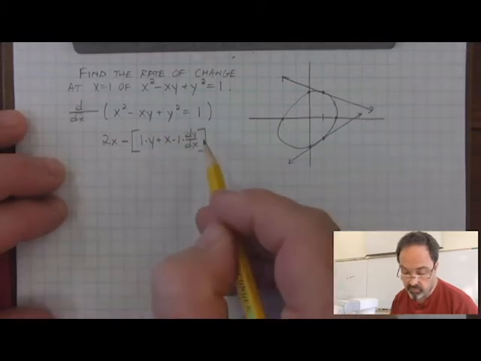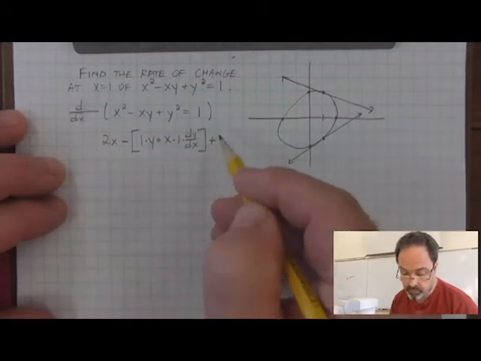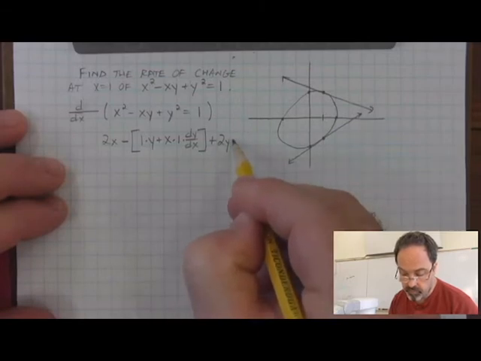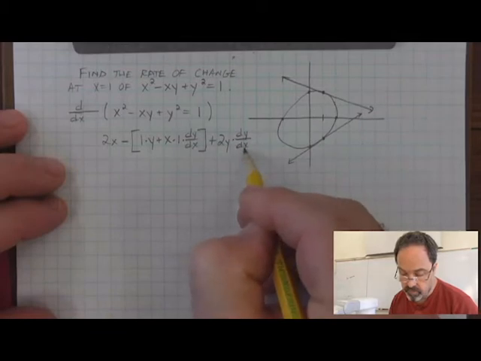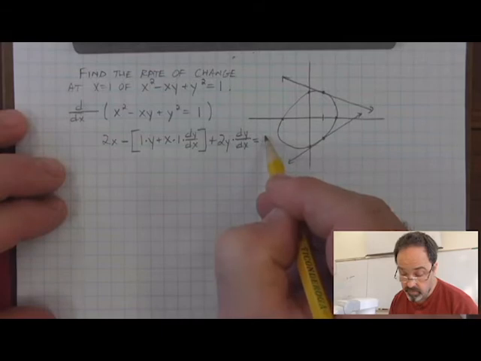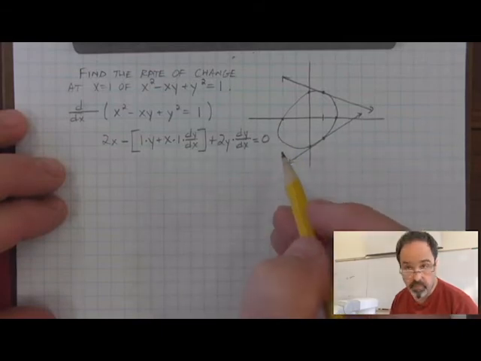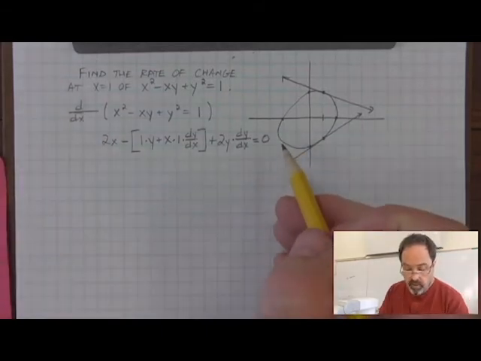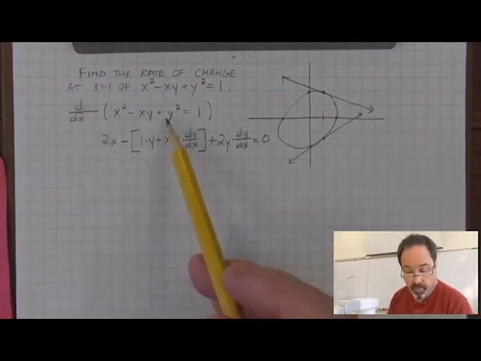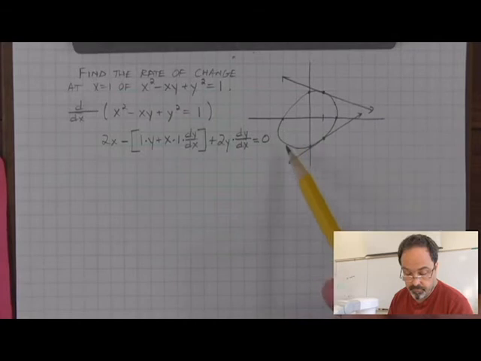Now I'm going to take the derivative of y squared, which is 2y, and again, a chain rule because we're thinking of y as a function of x. And this is equal to then the derivative of 1, like any constant, is 0. I've taken the derivative implicitly of my elliptical equation.